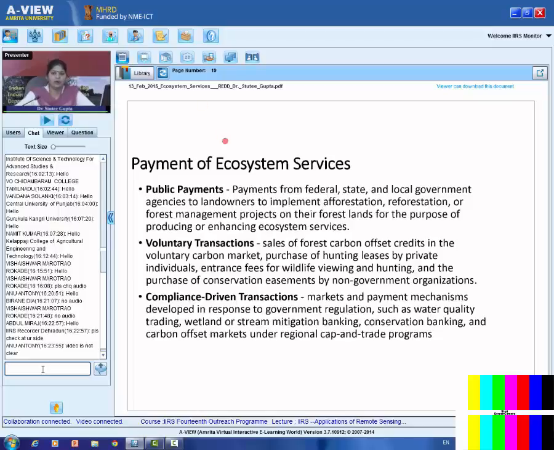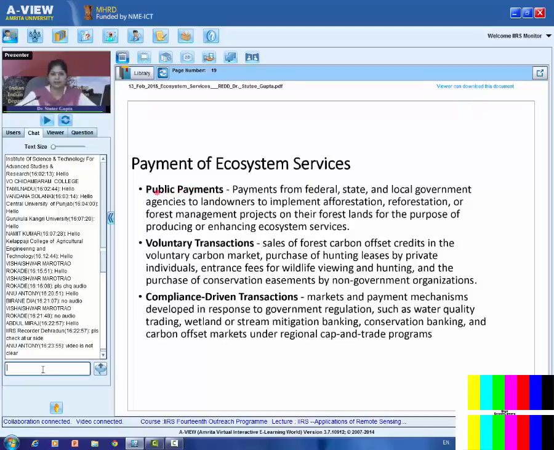Now we have understood what the ecosystems are, what services they provide, and how to value those ecosystem services. Now the question comes: when we know that these are the ecosystems which provide us the services, how to make the payment? So there are various procedures that exist for the payment of ecosystem services.